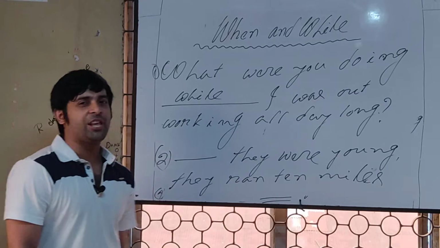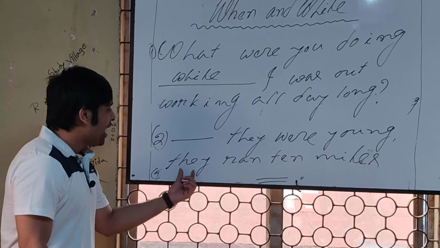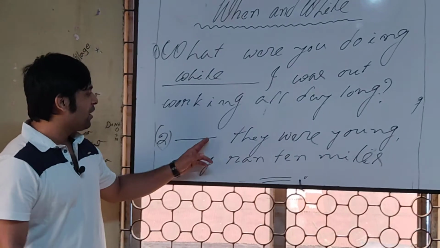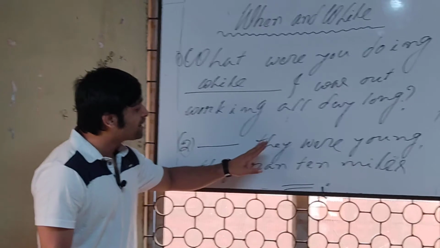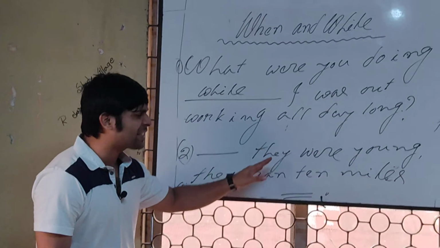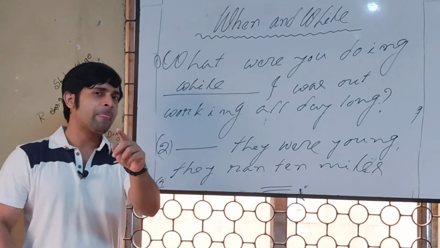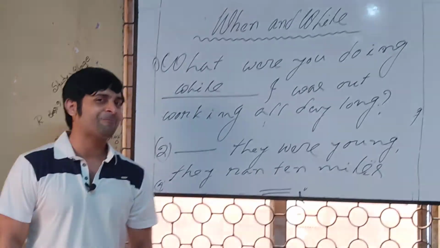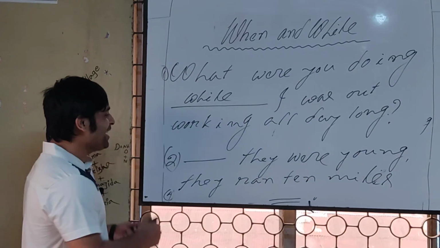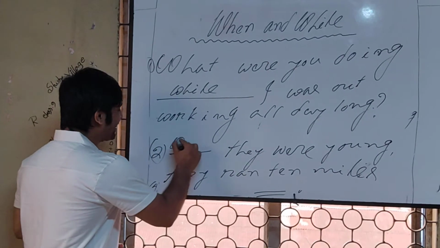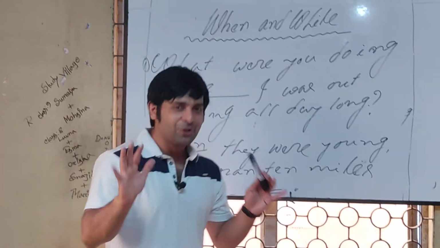Dash, they were young, comma, they ran 10 miles. So after the dash, what does this sentence mention? Does it mention a short action or long action? Of course you are right, that means a short action. That's why the answer is when. The answer is when. You are absolutely right. So thank you so much. I hope you got the answer.